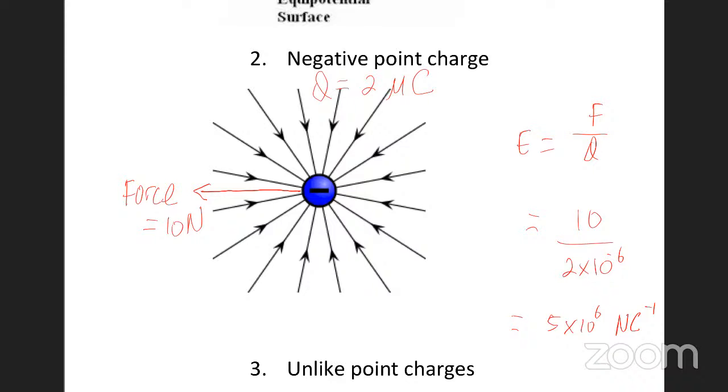What direction will the electric field strength be in? Check by definition. If a positive charge is placed there, it will go one direction. So the electric field strength is exactly what is seen there, towards the negative charge.